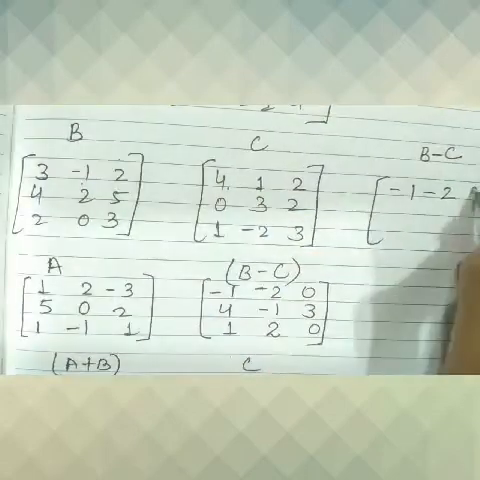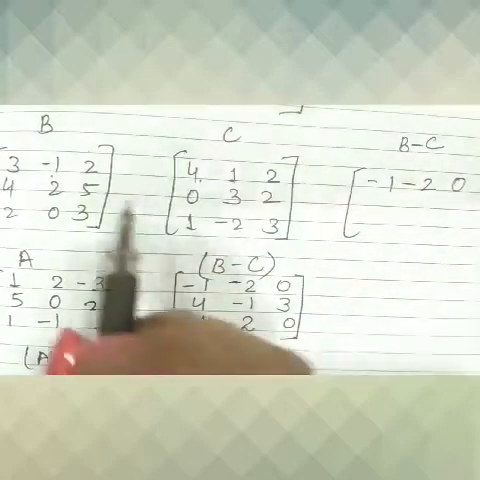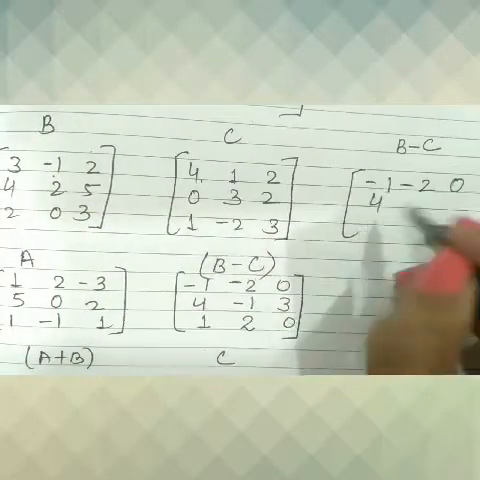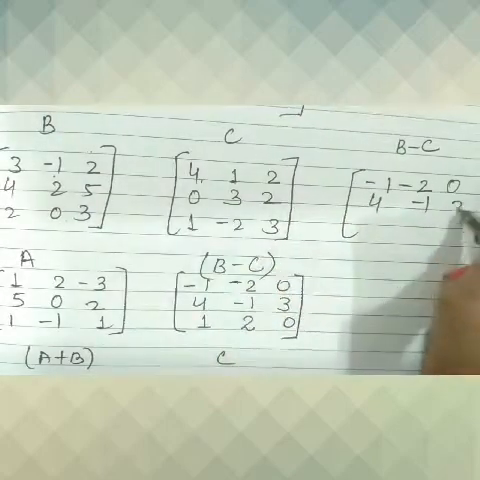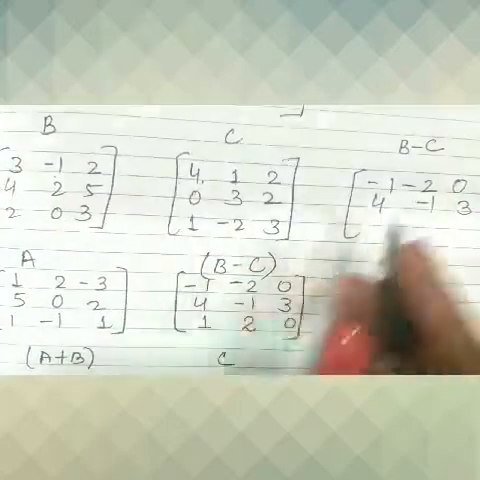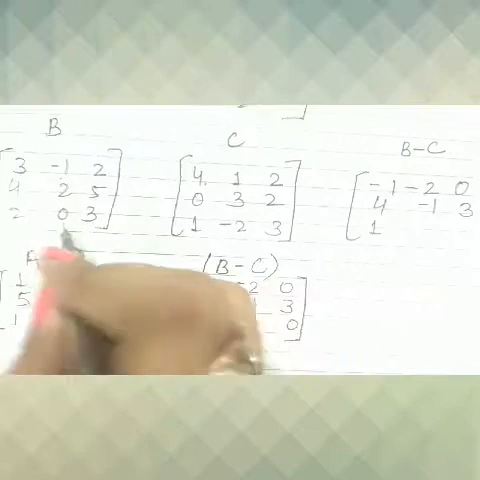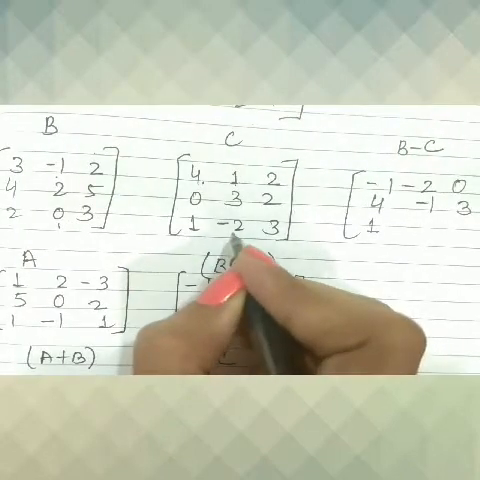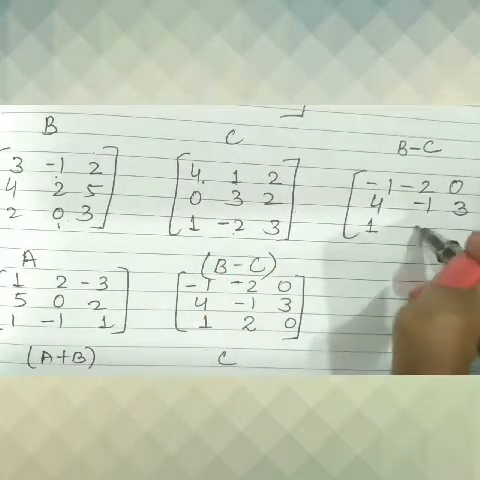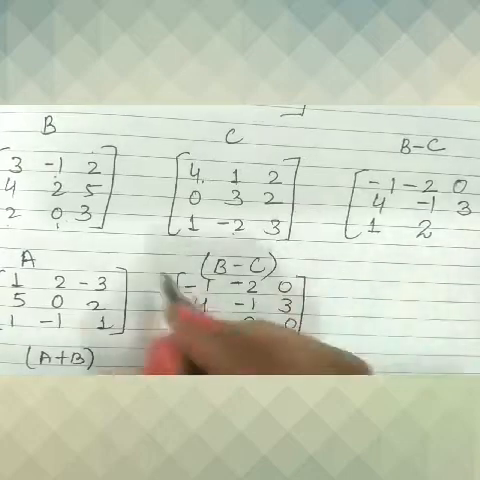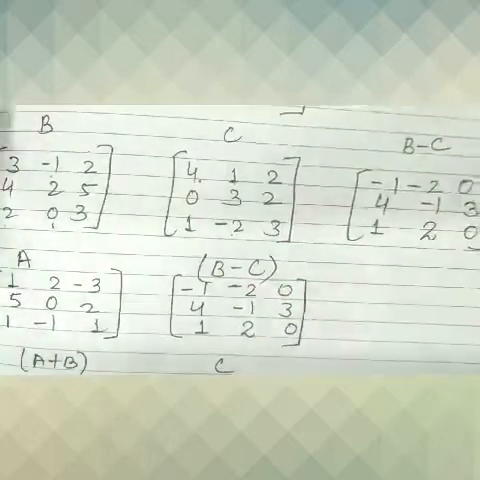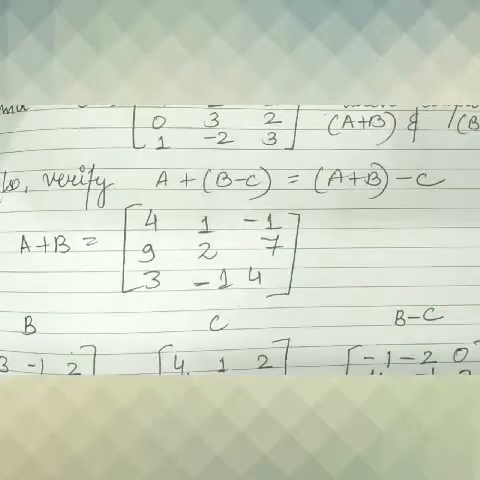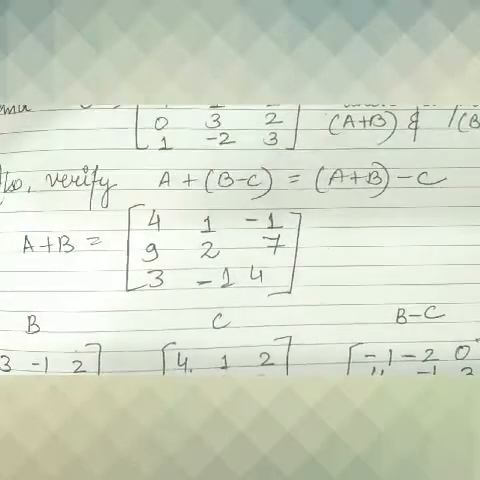2 minus 2 will be 0. Next, 4 minus 0, 4. 2 minus 3, minus 1. 5 minus 2, 3. 2 minus 1, 1. 0 minus of minus 2: minus minus will turn out to be positive, so the answer will be positive 2. 3 minus 3, 0.